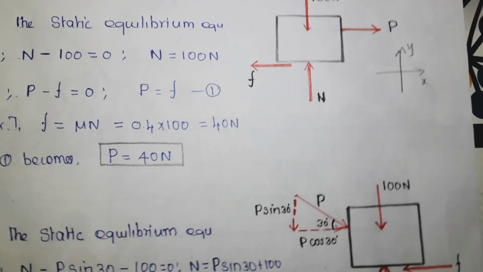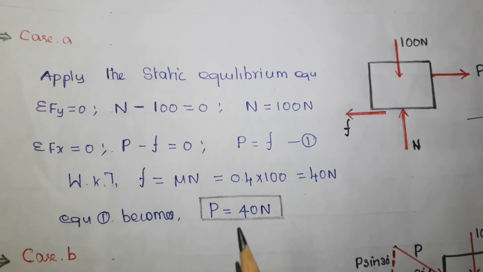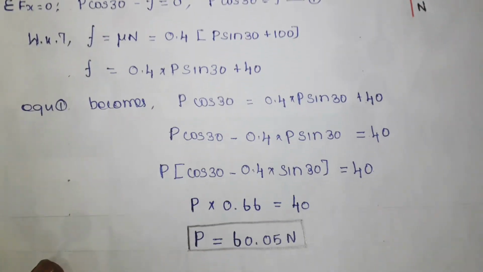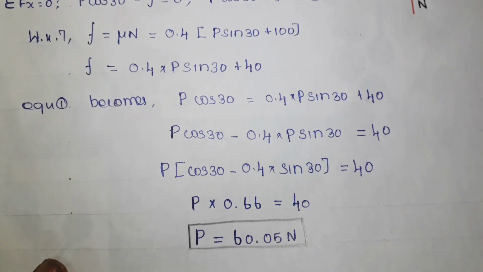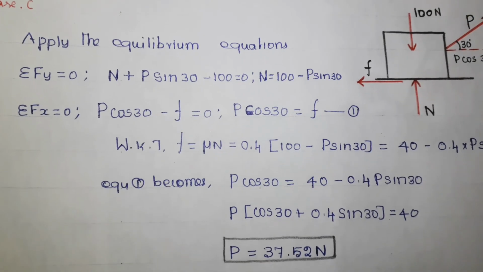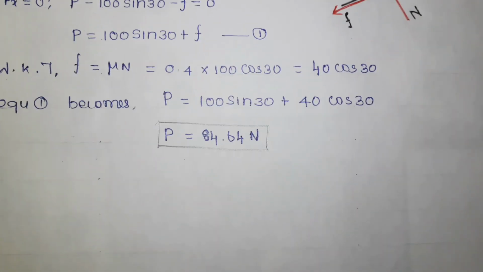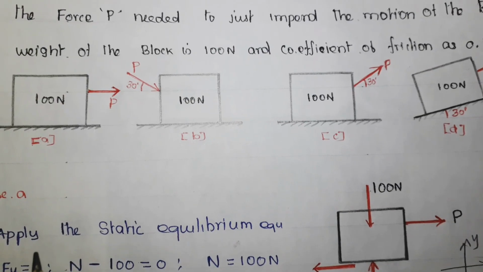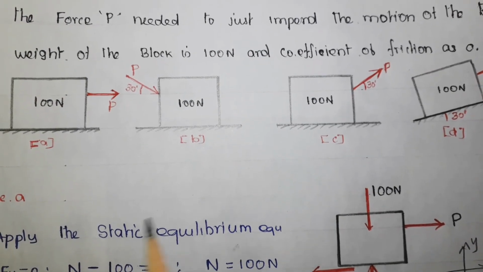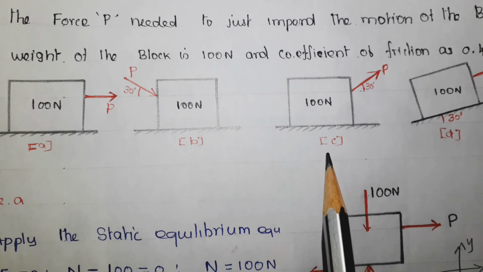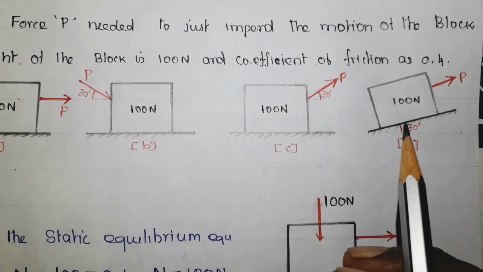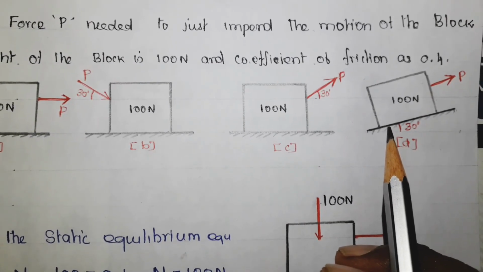Now let us validate the result. In the first case the value of P equals 40, in the second case P equals 60.05 Newton, for the third case it is 37.52, and for the last case it is 84.64 Newton. Now among these four cases, the C case will have the least force value and D will have the maximum value for the applied force.